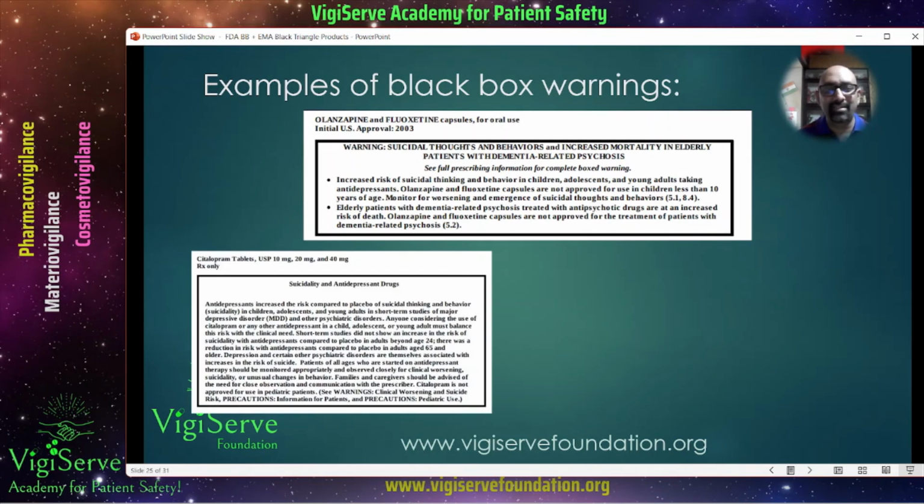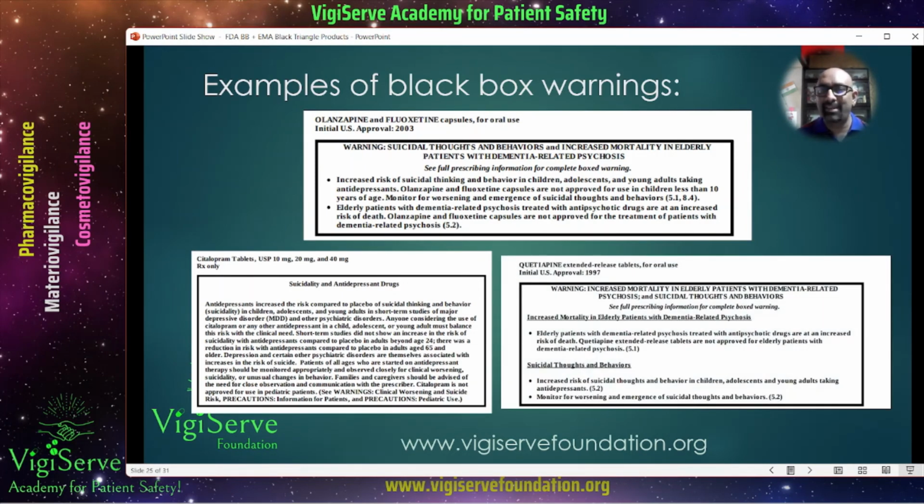One more example is for citalopram. This is an antidepressant. Again, you have a black box warning, and this also talks about the suicidal behavior. This medicine can cause suicidal behavior, and that too in adults, children also. So even in children, this can cause suicidal thoughts. So that way, you need to be careful about it.